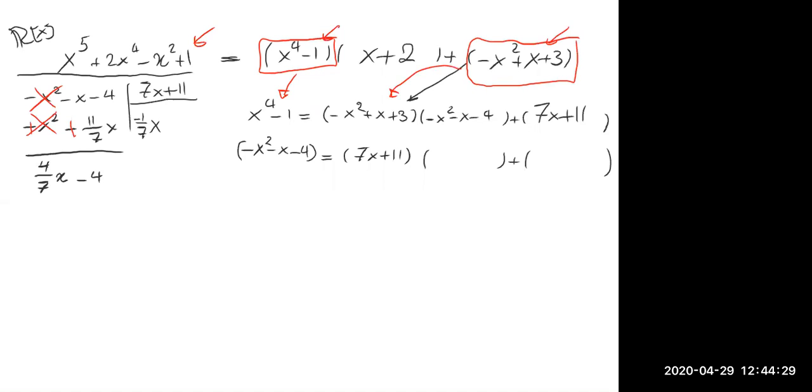Oh, you're right. I'm making a mistake. Thank you for telling me. The second step, this thing should come here and this thing should come here. You're completely right. So let's change that. Plus x plus 3.